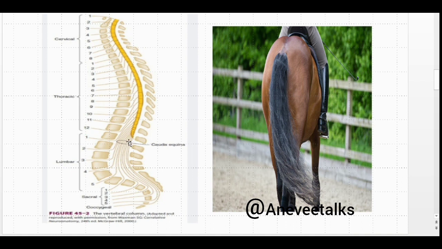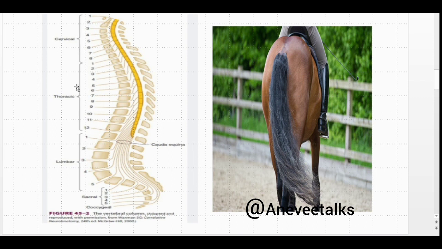And from the conus medullaris, we have nerve roots arising. You can see these structures now. These are the nerve roots, arising in a bunchy, bulky manner. These are called the cauda equina. You can see in this picture, there is a horse tail. From the conus medullaris they are arising. These are called the cauda equina, hairy-like structures in bulky form.